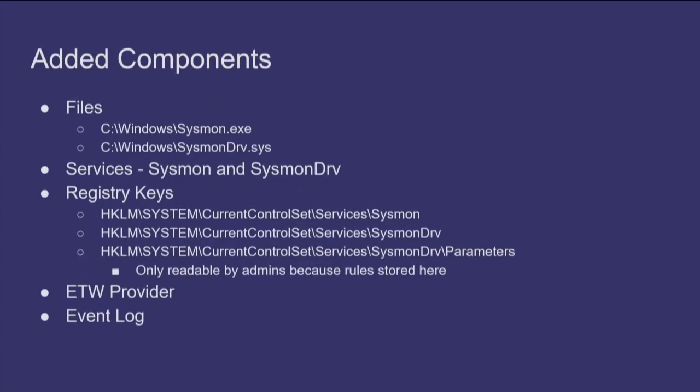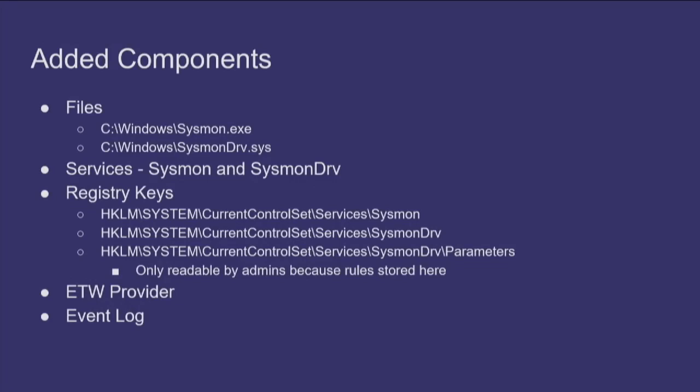Some of the interesting things that we noticed it installed on a machine were various files: sysmon.exe and the driver. There's the Sysmon service, the user mode service, and the driver component, which does a lot of the collection. There are the services for Sysmon and the driver, and all the registry keys associated with them. One worth standing out is the parameters registry key, the third one down. That is where the Sysmon configuration file is stored, and as Matt mentioned, it is only accessible by administrators. Unprivileged users on a machine cannot access that.